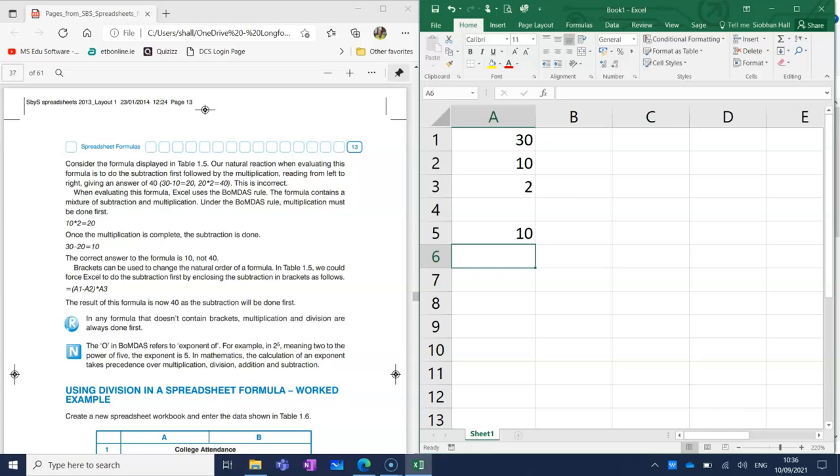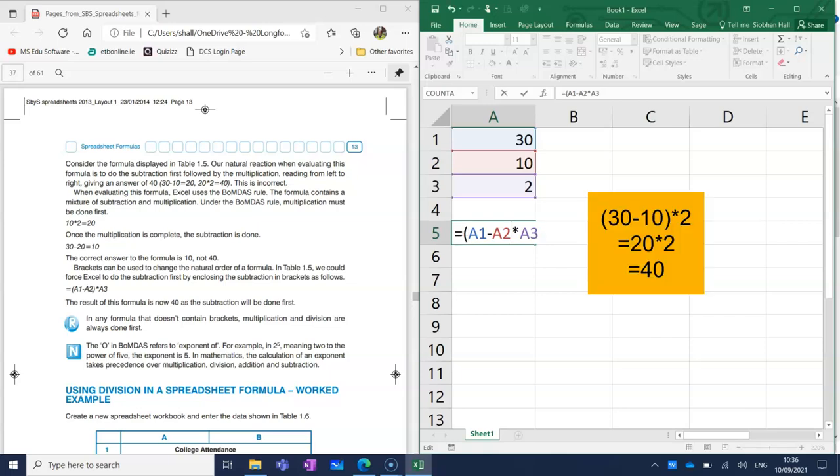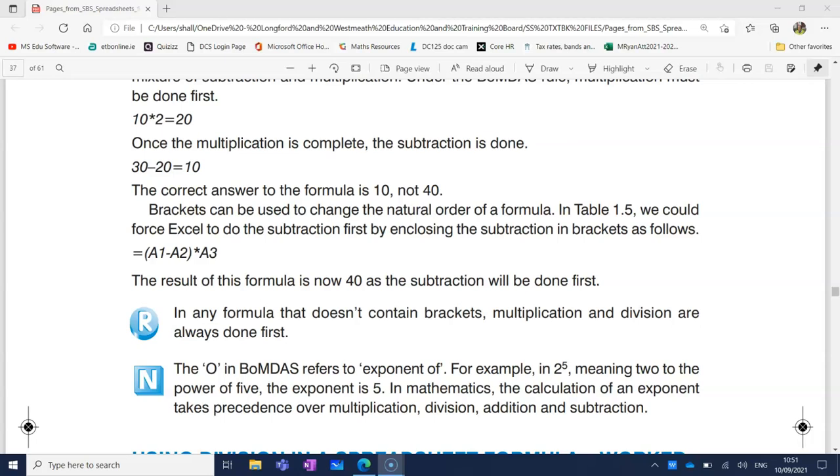In table 1.5, we could force Excel to do the subtraction first by enclosing the subtraction in brackets as follows. So if I want the subtraction done before the multiplication, I would put a bracket before the A1 and after the A2. The result of this formula is now 40, as the subtraction will be done first. Reminder, in any formula that doesn't contain brackets, multiplication and division are always done first.